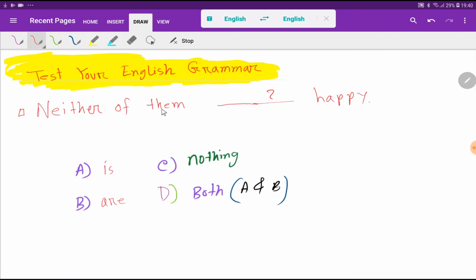Now come to here. So is is a singular be verb and are is a plural be verb. So we can use these two. So the answer will be D, both A and B. Neither of them is happy or neither of them are happy.